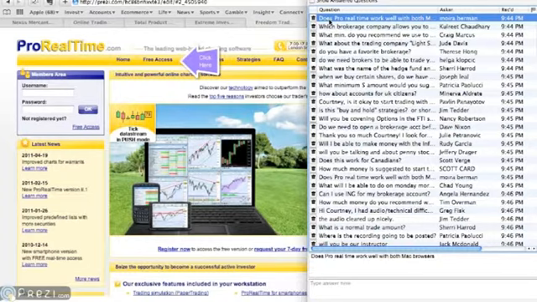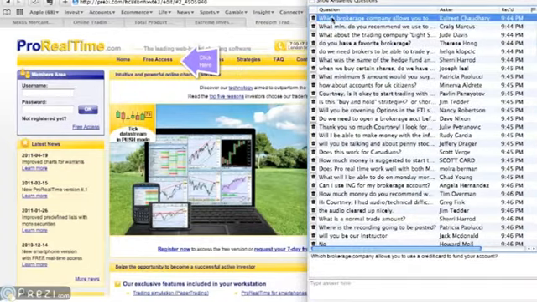Does Pro Real Time work well with both Mac browsers? I use a Mac. I'm doing this on a Mac, and it works great on a Mac.